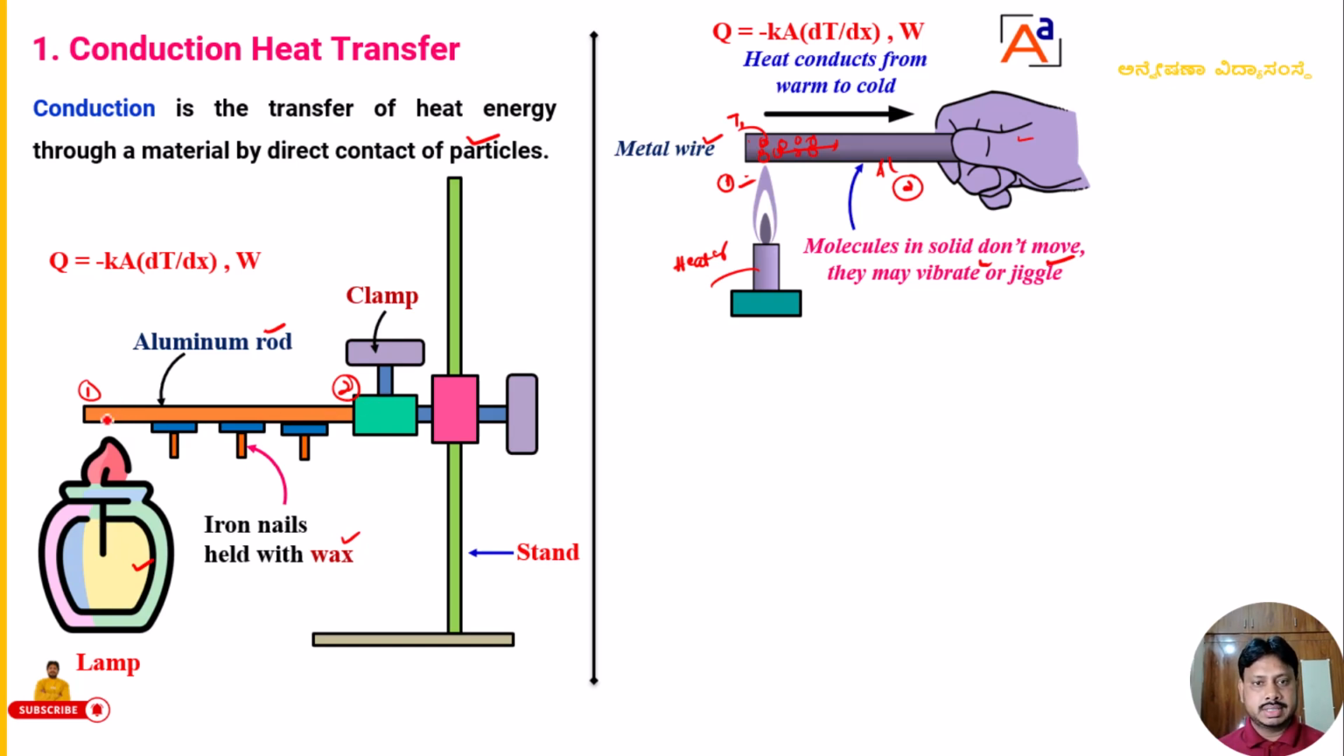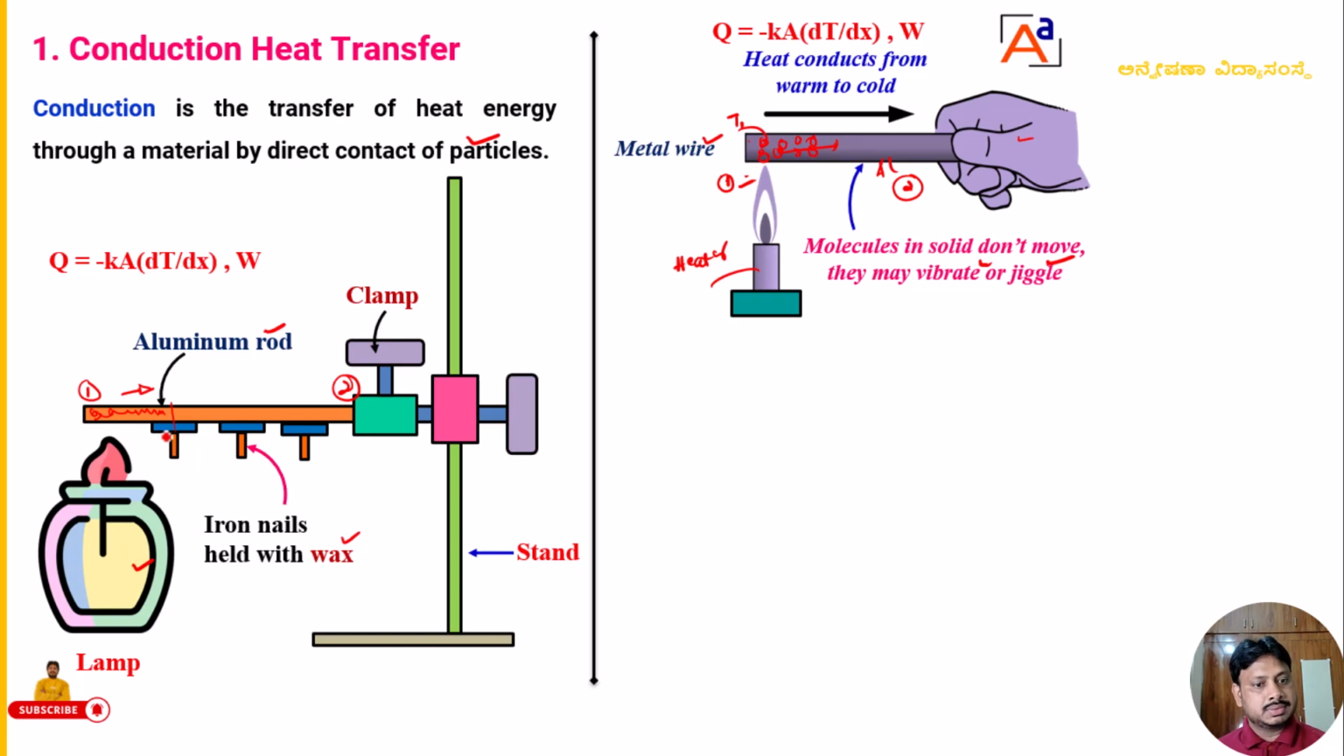Then what happens now, dear students? When you heat the aluminum rod at one end, the heat is going to transfer from this one end to the other end. That means once the heat is transferred in a solid aluminum rod, the molecules pass the heat from one point to another point, but they will not alter their position, though they may vibrate. So heat is going to transfer like this, and it will come to this point.